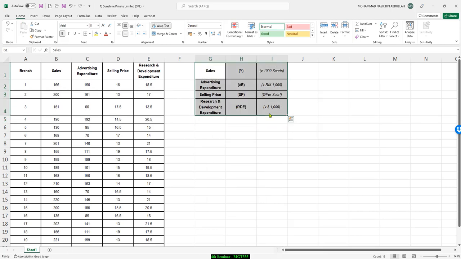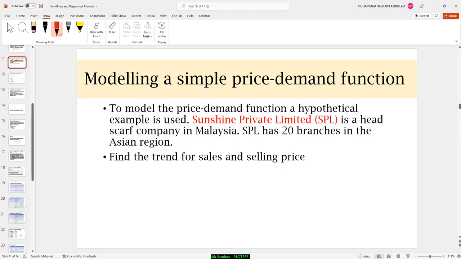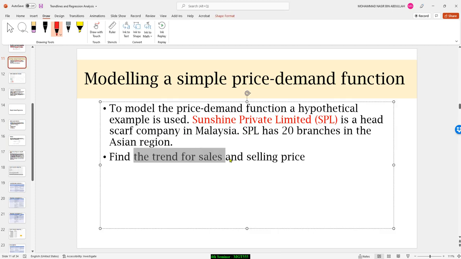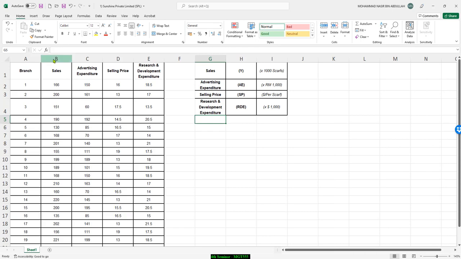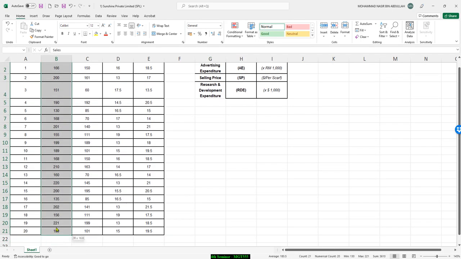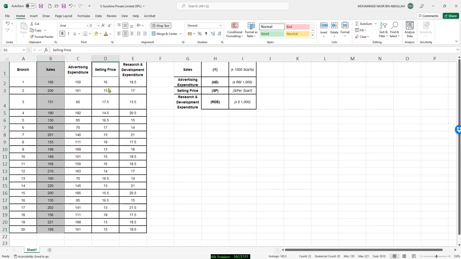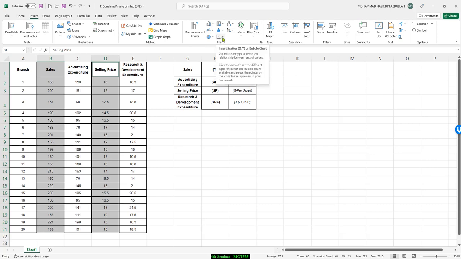So I know this sales is a Y variable. Advertising expenditure multiplied with 1,000 ringgit. Selling price is per scarf. And R&D expenditure is multiplied 1,000 ringgit lah. Right? So now the question asks us to find the trend for sales and selling price. Right? Sales and selling price. So first step is we just highlight this one lah. Very simple. I highlight sales and selling price, and we go to insert.